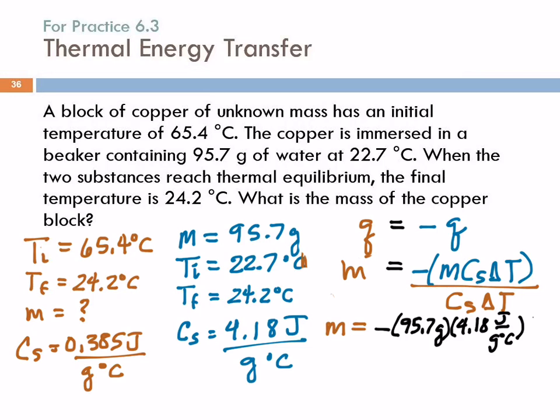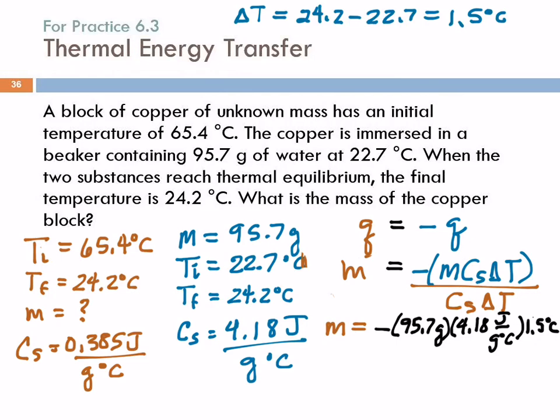1.5. It's 24.2 minus 22.7. So 1.5 degrees Celsius. I'm going to write this up at the top because it might be a little confusing. Delta T for the water is the final minus the initial, 24.2 minus 22.7. So that's 1.5.